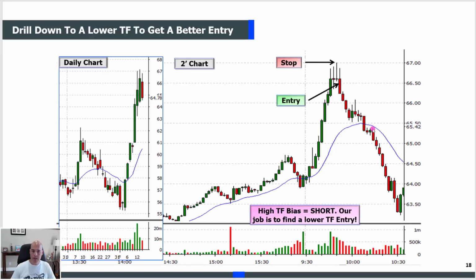But if it keeps going lower and gets down to the 61 area, now you've made $5.50, 66.50 down to 61. 550 times 300 shares is $1,650. Plus the 1,000 you already made, you just made $2,700 bucks. Damn. Right? That's how you drill down to get a better entry, using multiple time frames.